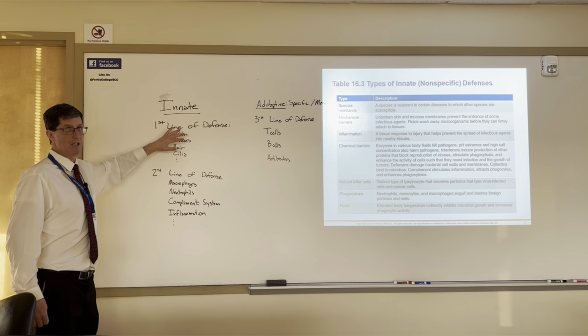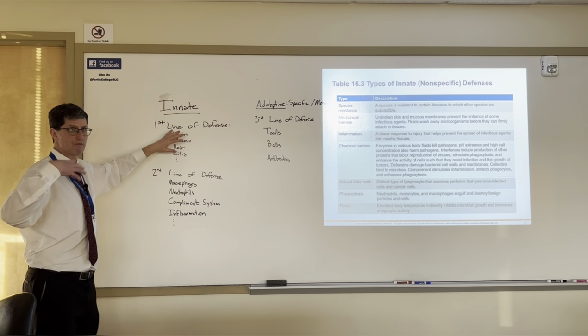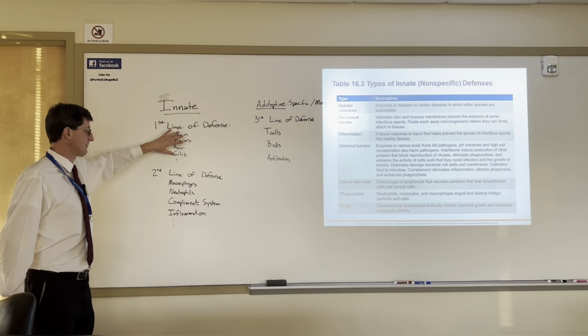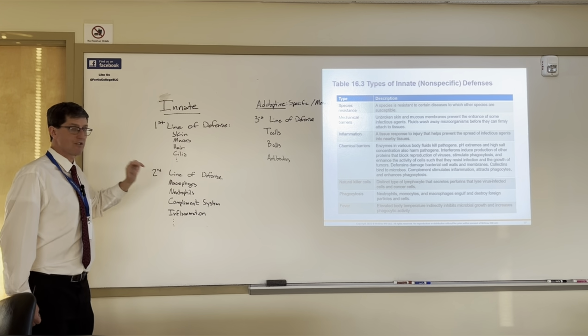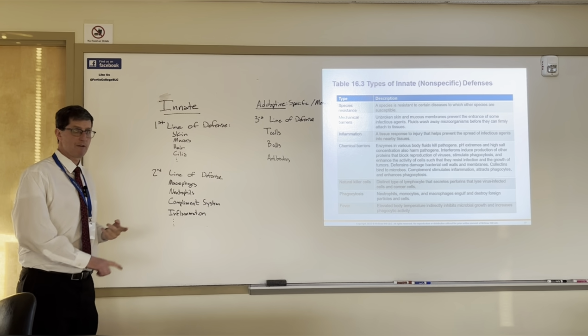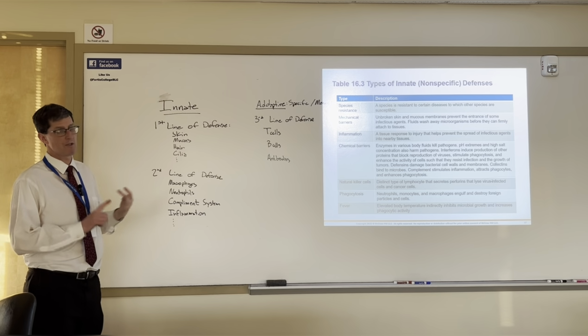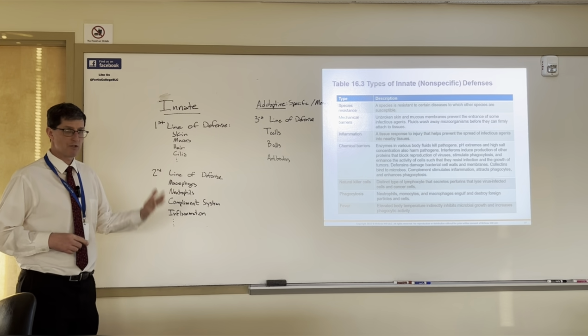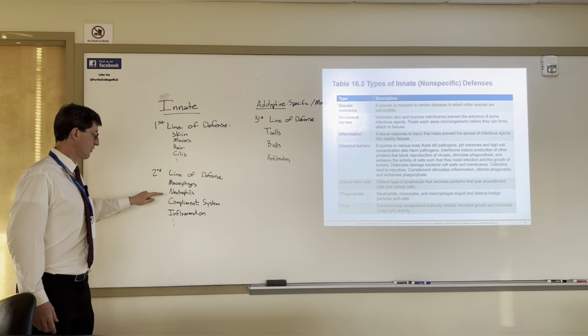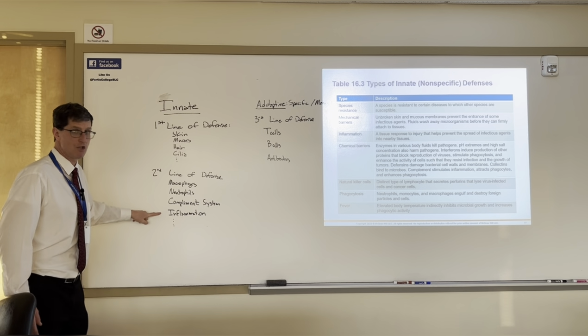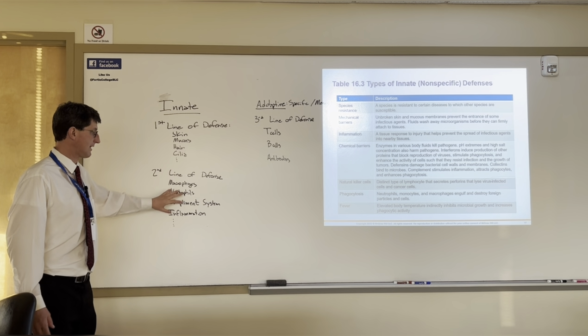Most of this stuff isn't going to kill anything. It just protects us from the pathogens getting into us. Second line of defense is going to start killing stuff. This is going to have cellular parts like macrophages and neutrophils and basophils and eosinophils and natural killer cells and things like that. It also has non-cellular stuff. So complement system, inflammation, fever, things like that.